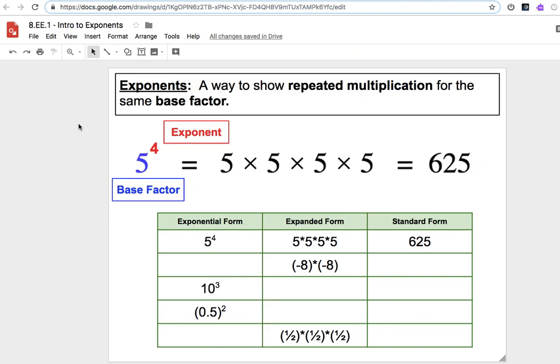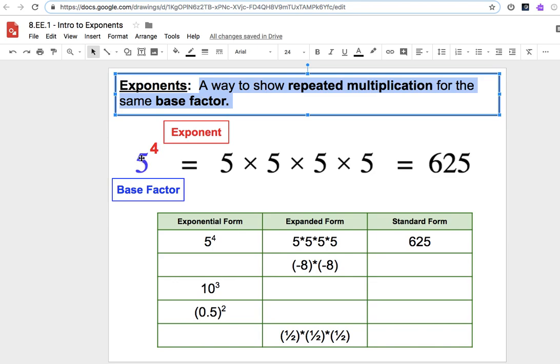Welcome. In this video we're going to provide an introduction to exponents. You covered exponents first in 6th grade, so hopefully you remember a little bit about what an exponent is. Here's the definition. Exponents are a way for us to show repeated multiplication for the same base factor. Let's look at what that means.